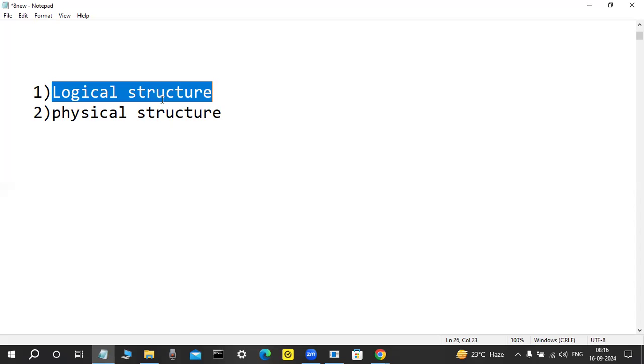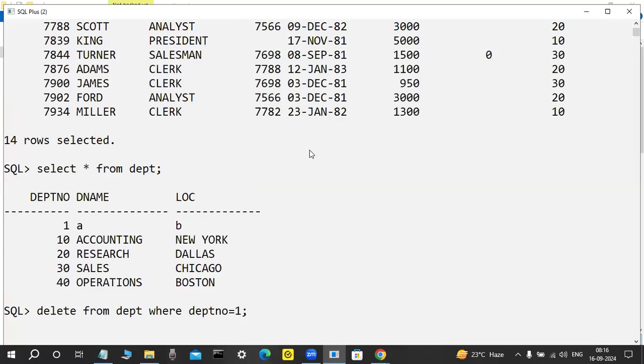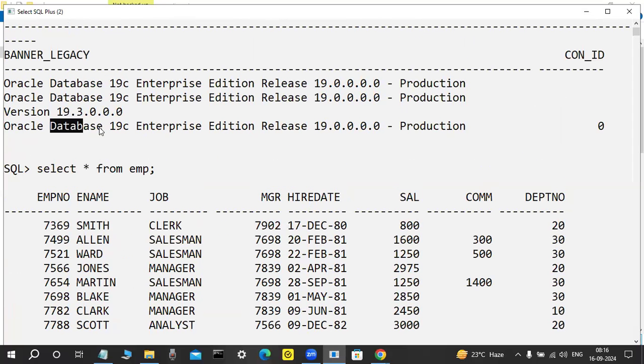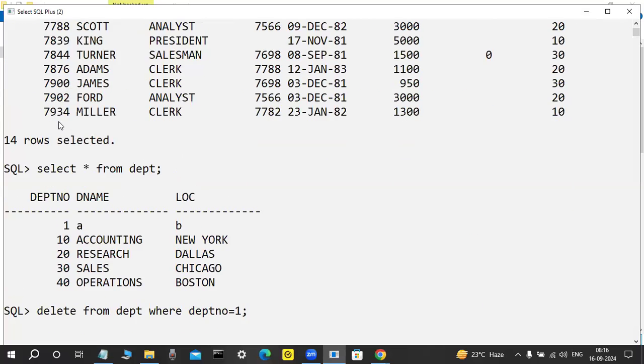Yes, what does logical structure mean? Now I will tell you. Very important, very easy. Suppose this is database software, an Oracle database. Here a structured collection of data is there.